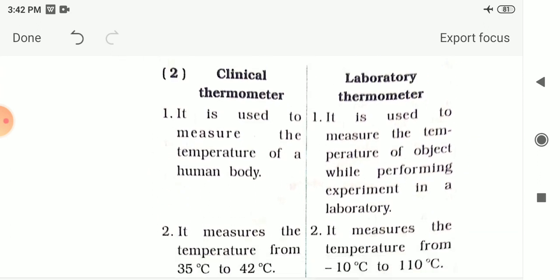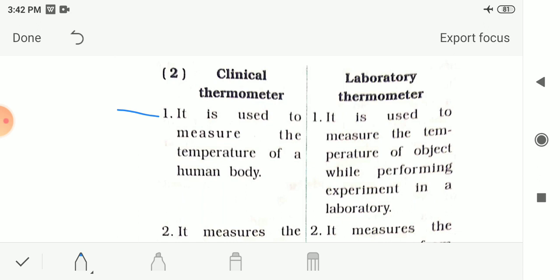So the first difference between these two: the clinical thermometer is used to measure the temperature of a human body, whereas the laboratory thermometer is used to measure the temperature of an object while performing experiments in a laboratory. So this is the first difference, its uses: when we are using the clinical thermometer and when we are using the laboratory thermometer. The clinical thermometer is used to measure the temperature of any person or human body, while the laboratory thermometer is used to measure the temperature of any object in the laboratories.